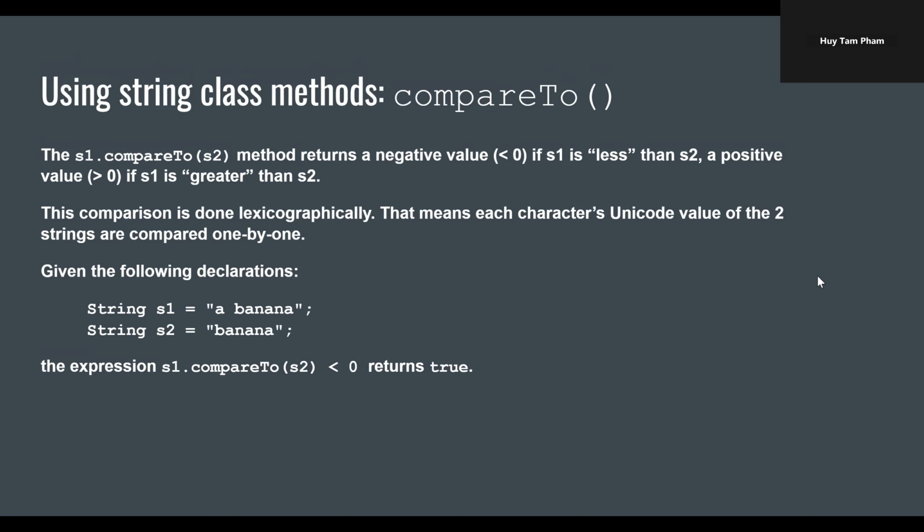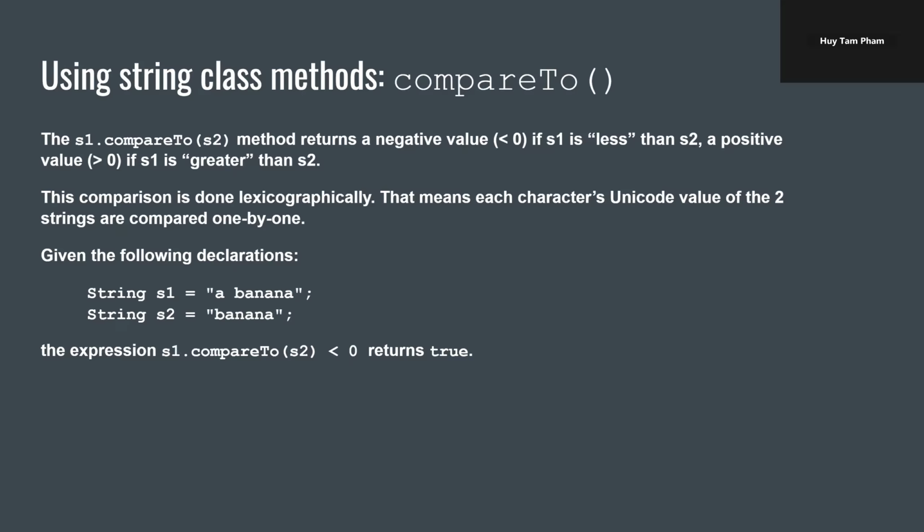So a string is less than another string when the Unicode value of the string is less than the other one. So the declaration s1 equals "abanana" and s2 equals "banana". The expression s1.compareTo(s2) less than 0 actually returns true because it will return a negative value.